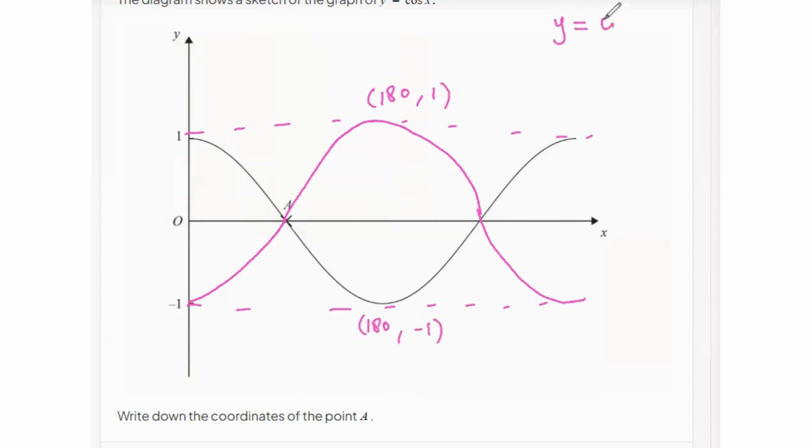The original function was y equals cos x. The new one is y equals negative cos x. As you can see, our x value is exactly the same. What has changed is our y value. The y value is now positive instead of being negative.